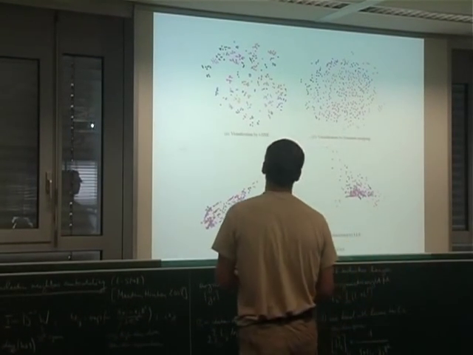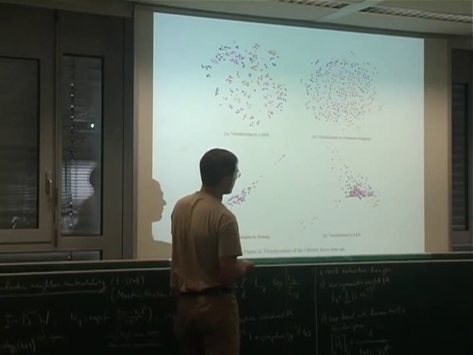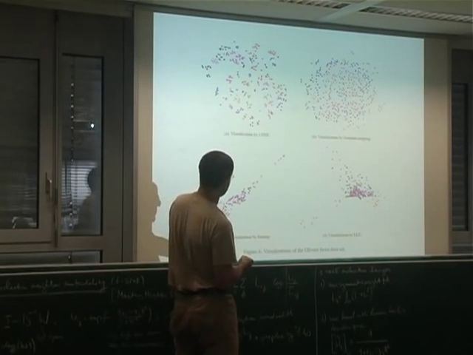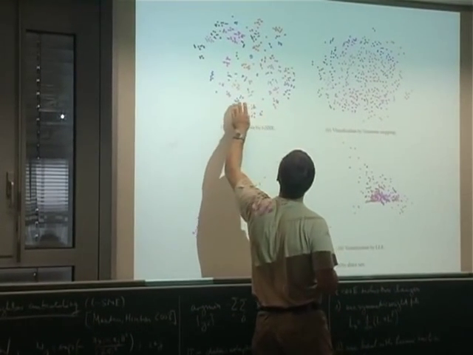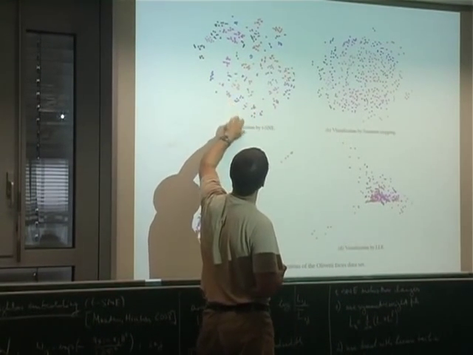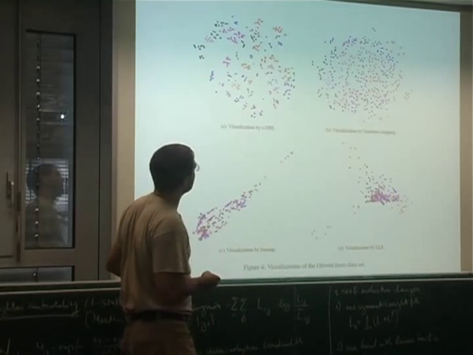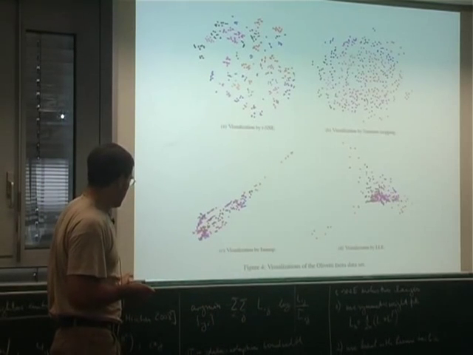And I have another example here. So the so-called Olivetti face data set, different initializations by Isomap, local linear embedding, Sammon mapping, and then here again very nicely grouped by t-stochastic neighbor embedding.